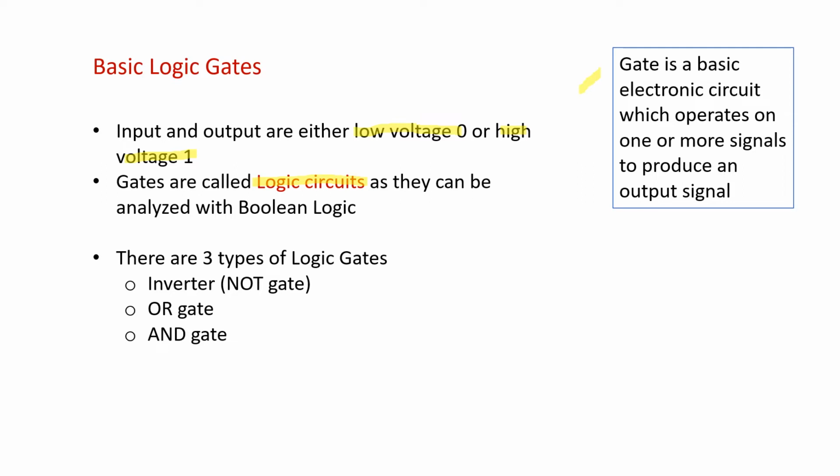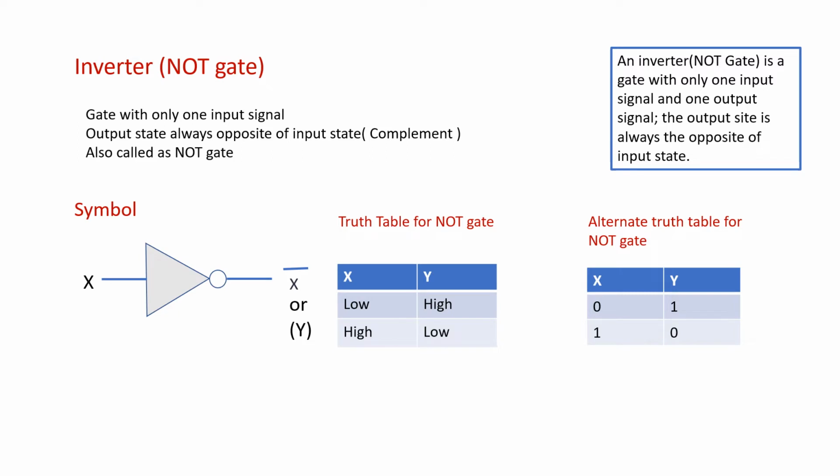And there are three types of logic gates involved: the inverter or the NOT gate, the OR gate, and the AND gate. We will look in detail at these gates. First, let us have a look at the inverter or the NOT gate. The symbol for this inverter gate is this, and you should practice this and keep the symbol in mind, because this will be needed in solving more problems later.